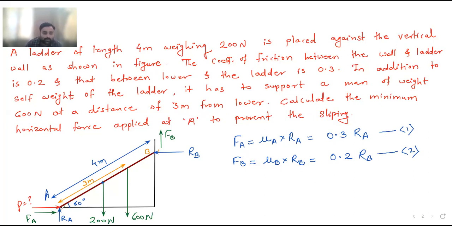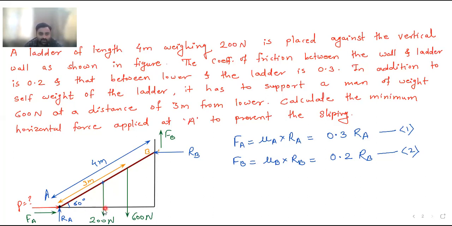Now I will take the moment of all the forces about this point A. If I take the moment about point A, you can see clearly this P force is passing through point A, so its moment will be 0. This FA is also along this P force, so its moment is also 0. This RA is also passing through point A, so its moment is 0. So these 3 forces will become 0. Now the moment of this 200 Newton force.